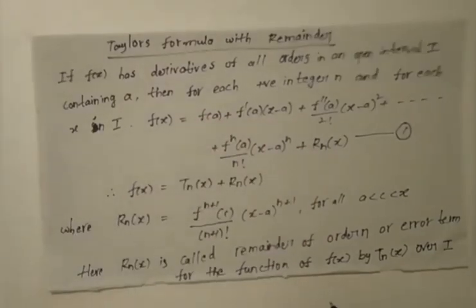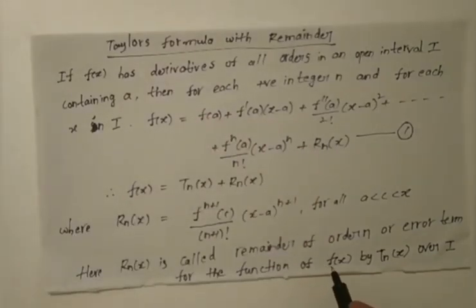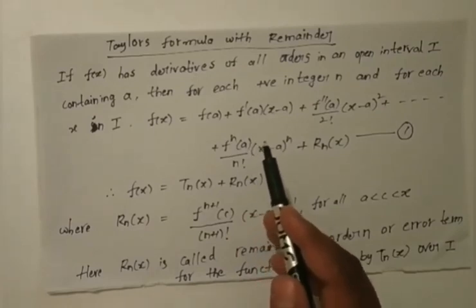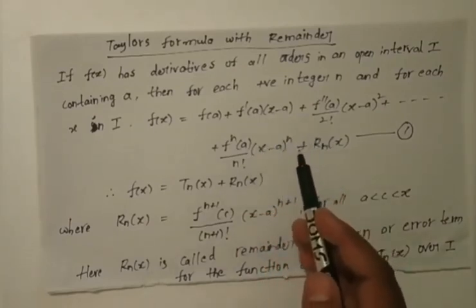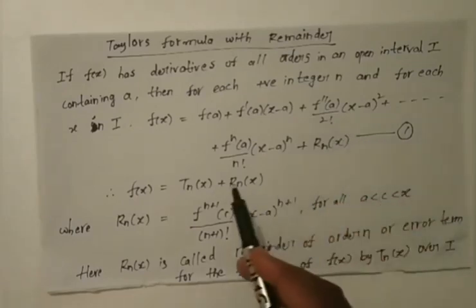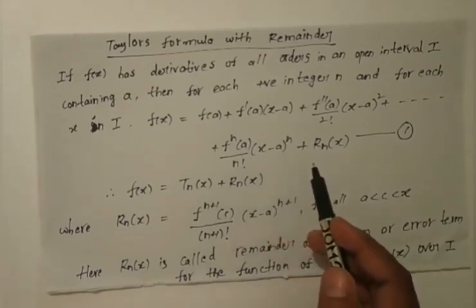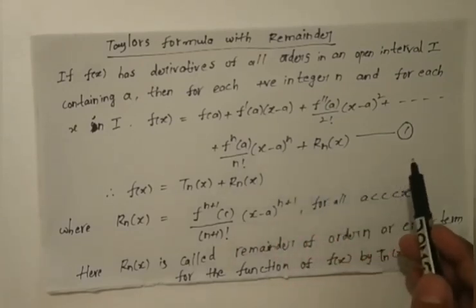Okay, first write down Taylor's formula with remainder. If f of x has derivatives of all orders in an open interval I which contains a, then for each positive integer n and for each x in I, f of x is equal to f of a plus f dash of a into x minus a plus f double dash of a by 2 factorial into x minus a whole square plus so on plus f power n of a by n factorial into x minus a whole power n plus Rn of x. Let us name this as equation 1.